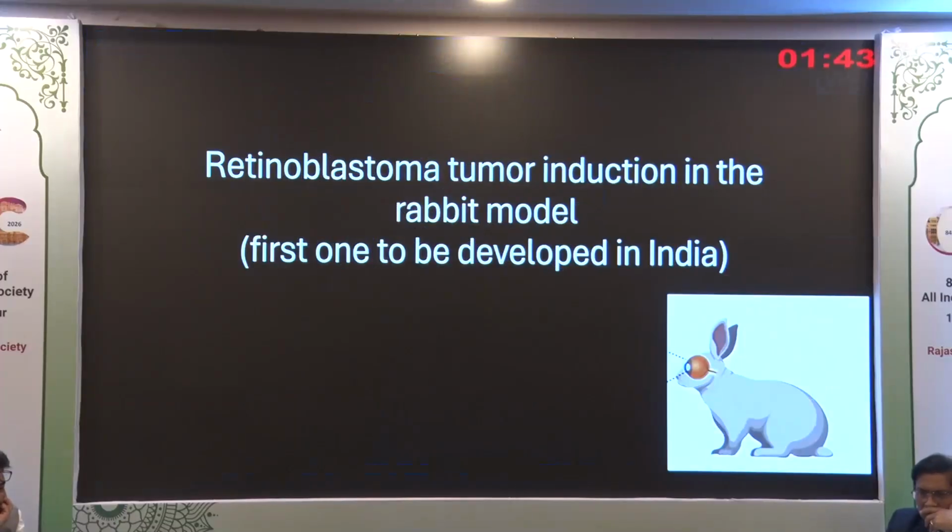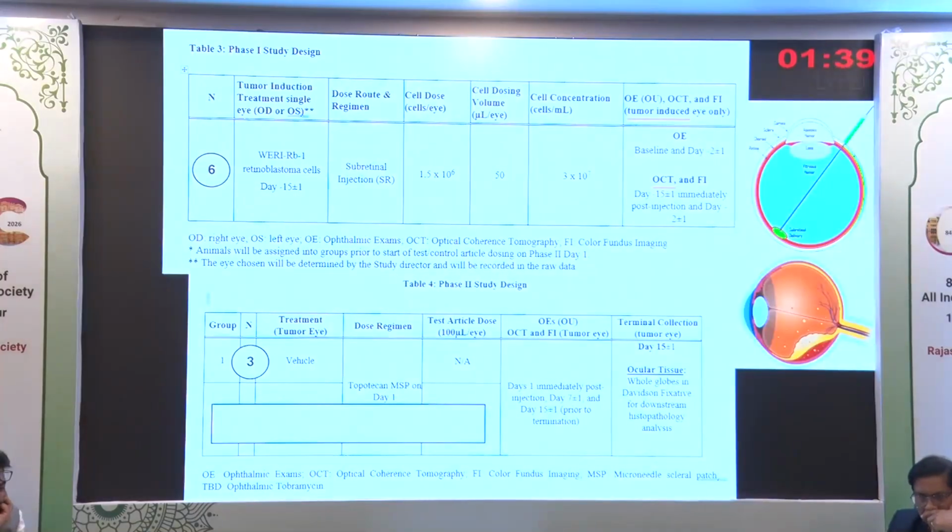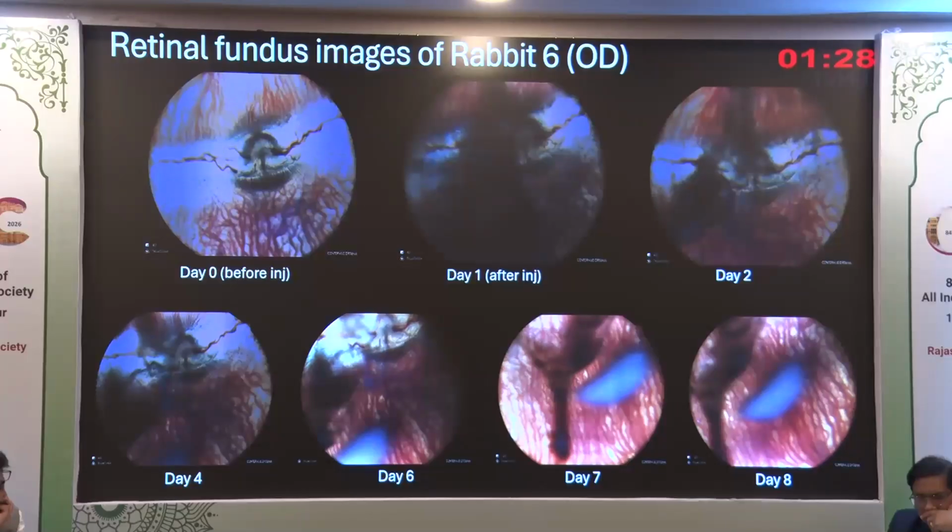Last is about the retinoblastoma tumor induction rabbit model. We are the first ones to be developing this in India. In this, we used 6 New Zealand white rabbits, where we delivered retinoblastoma cell lines in the subretinal space, and out of which 3 rabbits we have used to study the efficacy of this microneedle patch. So these are a few of the images where you could see day 0 to day 8.